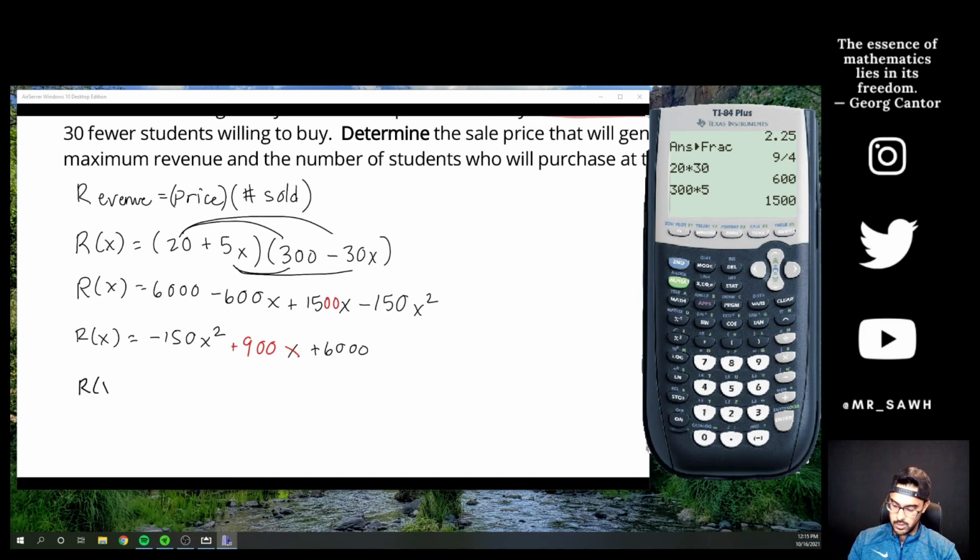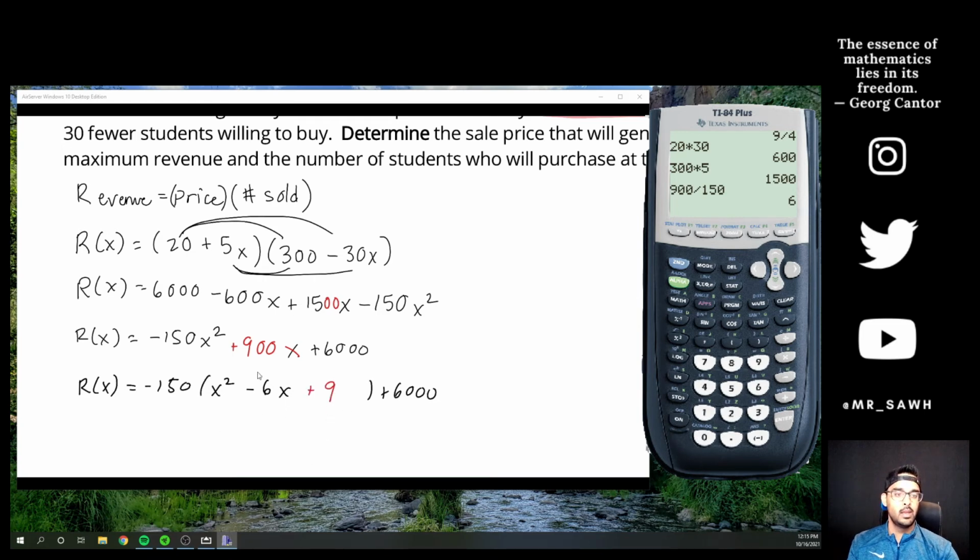Our revenue in terms of x, factor out our negative 150, so x squared. Now 900 divided by 150 is equal to 6. That's better. So plus 6x. Nope, sorry, it's still minus 6x now. Okay. There we go. Now when I take my middle term of that 6, divide it by 2 and square it, divide by 2 you get 3. 3 squared is 9.